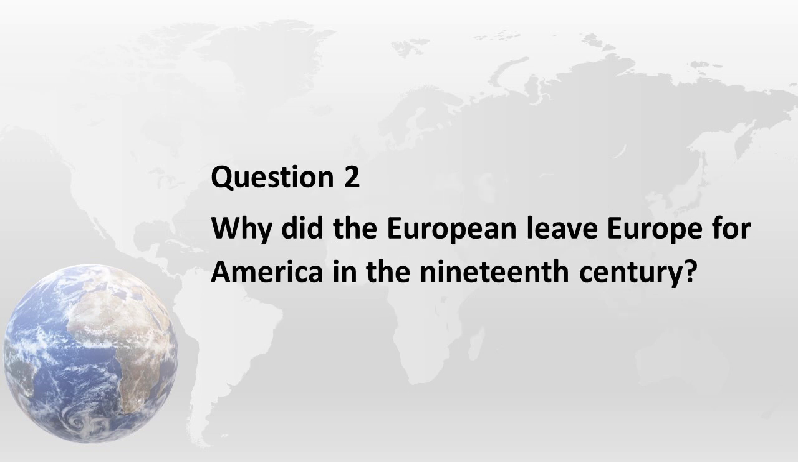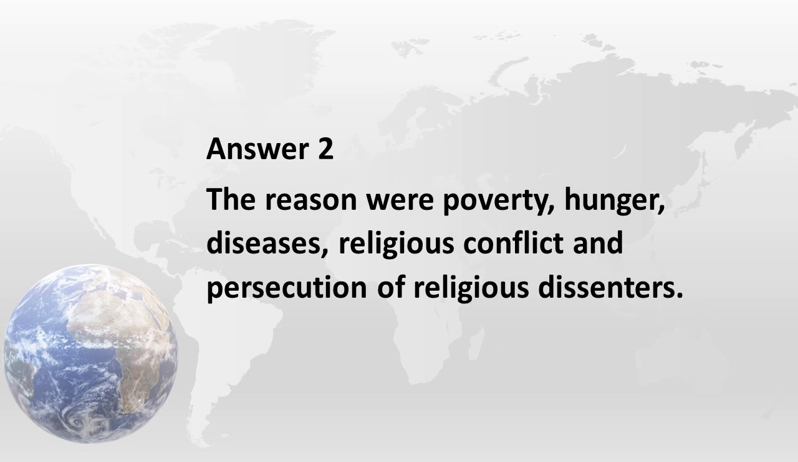Question number 2 says, why did the Europeans leave Europe for America in the 19th century? Answer to question number 2 is, the reasons were poverty, hunger, diseases, religious conflict and persecution of religious dissenters.